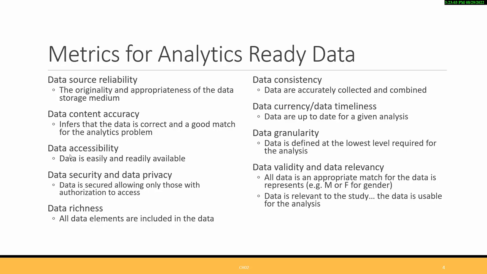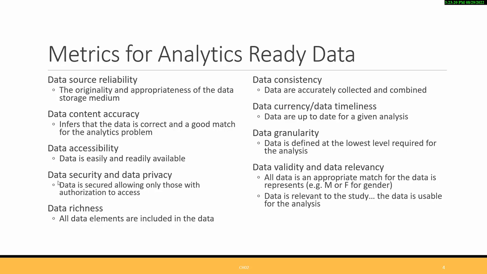The next characteristic or metric is data accessibility. What it means is that data is easily and readily available. The question we are asking is, can we easily get to the data when we need it?